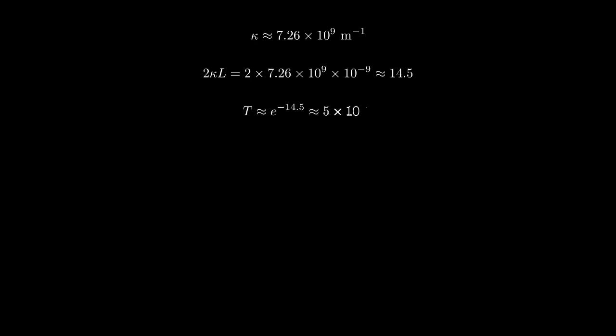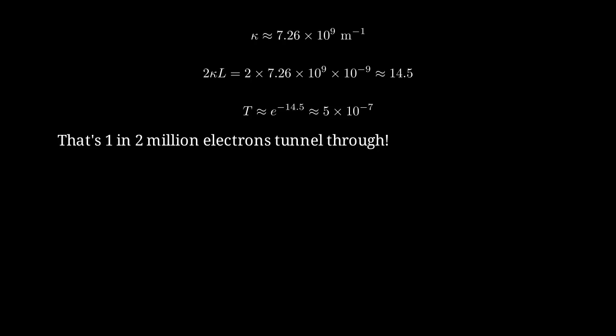Therefore, the tunneling probability is e to the negative 14.5, which is approximately 5 times 10 to the negative 7, or about 0.00005. This means roughly 1 in 2 million electrons successfully tunnel through this 1 nanometer barrier. That might sound small, but with trillions of electrons, it's actually significant.